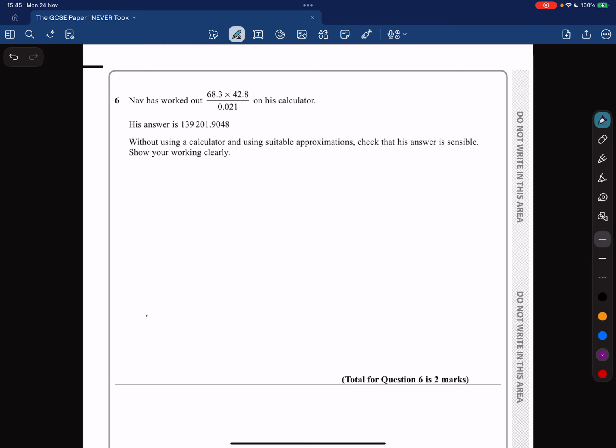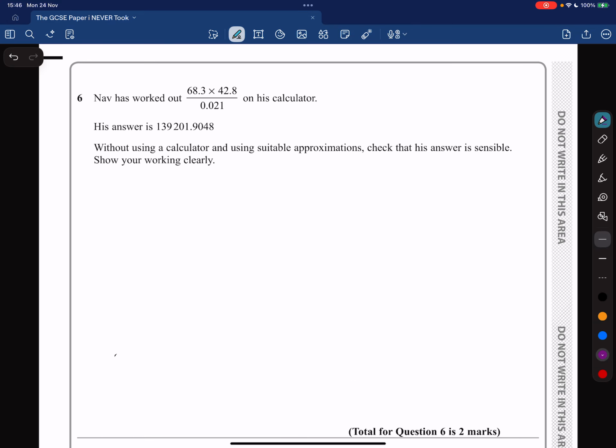Now it's worked out 68.3 times 42.8 divided by 0.021 on his calculator. His answer is 139,201 point something. Without using a calculator and using suitable approximations, check that his answer is sensible. Okay, so I'm going to say that 68.3 is almost 70. I'm going to say that 42.8 is about 40. Say that 0.021 is just 0.02, which is equal to 1 over 50.